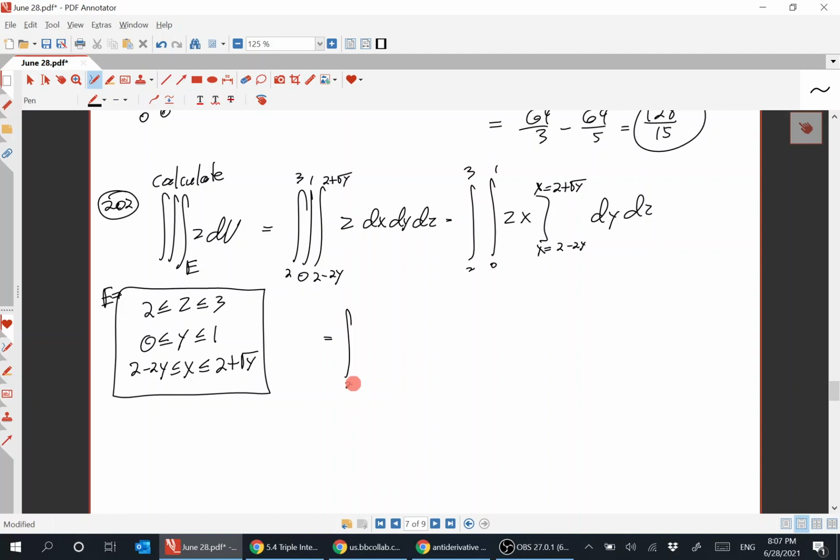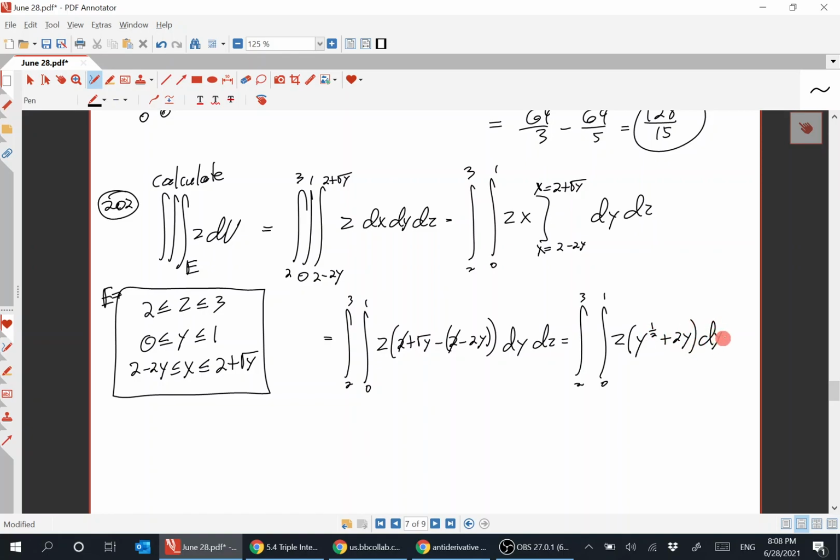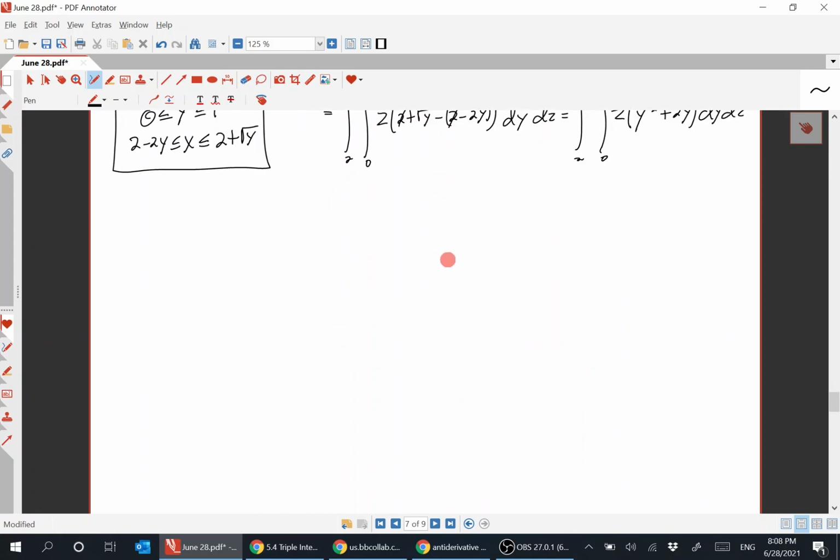So this is equal to the integral from 2 to 3, the integral from 0 to 1, z times 2 plus root y minus 2 minus 2y. So I get root y plus 2y, dy dz. So the integral from 2 to 3, the integral from 0 to 1, z times root y plus 2y. So I'm going to write y to the 1/2, dy dz. Antiderivative with regard to y.